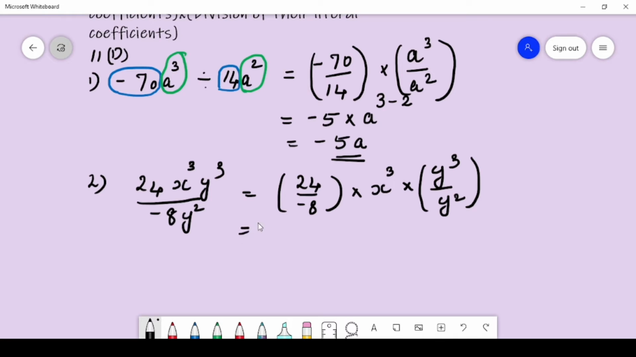Now what will be 24 by minus 8? Negative 3 will come, multiplied by x cube. Nothing else we have to do with that. Then multiplied by y cube by y square, which means y raised to 3 minus 2. So that's equal to minus 3 x cube y. Hope it is clear.